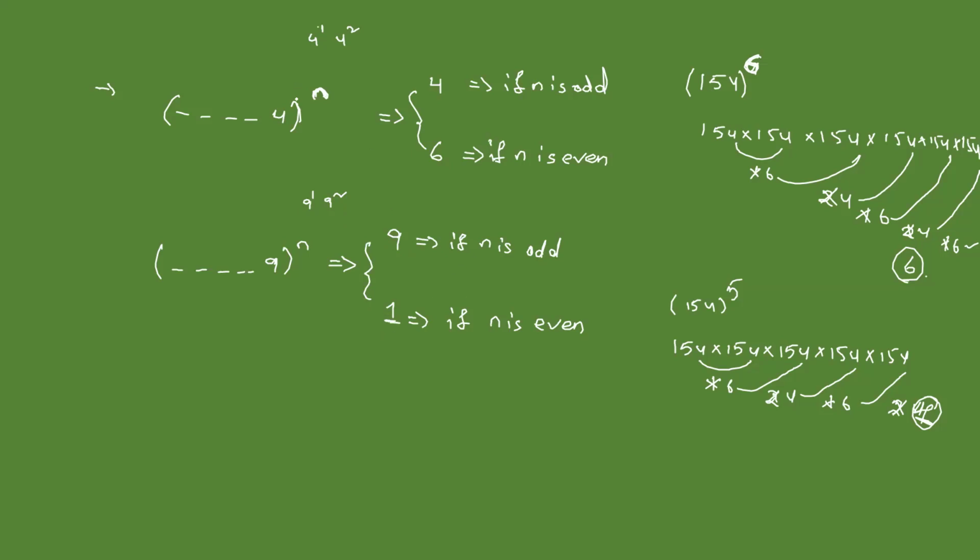So in this manner, for 4 and 9, we will have two chances. What are those? 4, 6 and 9, 1. Don't memorize them by heart. Simply remember the first two powers. 4 power 1 is 4 itself. 4 square is 16. So 6. 1 is odd power, 2 is even power. Similarly, 9 power 1 is 9. That means 1 is odd power. If it is odd power, you will get 9. 9 square is 81. So 1. So if n is even, then it will become 1.